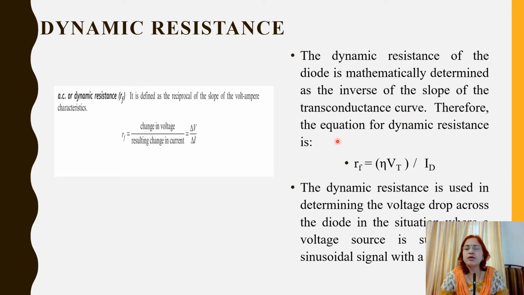The dynamic resistance of the diode is mathematically determined as the inverse of the slope of the transconductance curve. Therefore, the equation for dynamic resistance is given as Rf is equal to eta Vt upon Id, where eta is the material constant, it is 1 for germanium and 2 for silicon. Vt is the volt equivalent of temperature, that is capital T upon 11600, and Id is the forward diode current. The dynamic resistance is used in determining the voltage drop across the diode in the situation when the voltage source is sinusoidal signal with a DC offset.